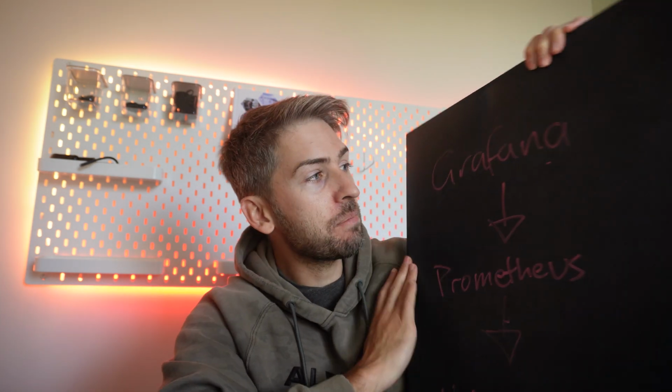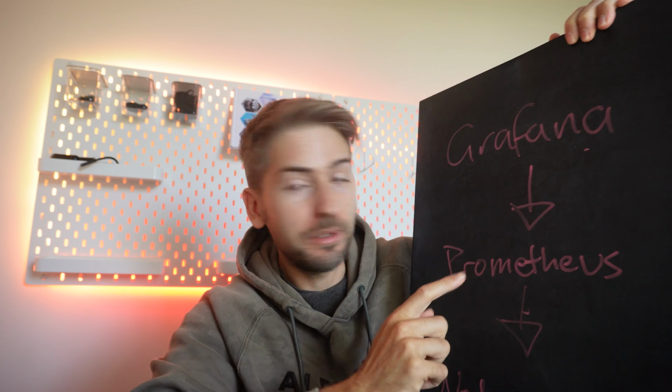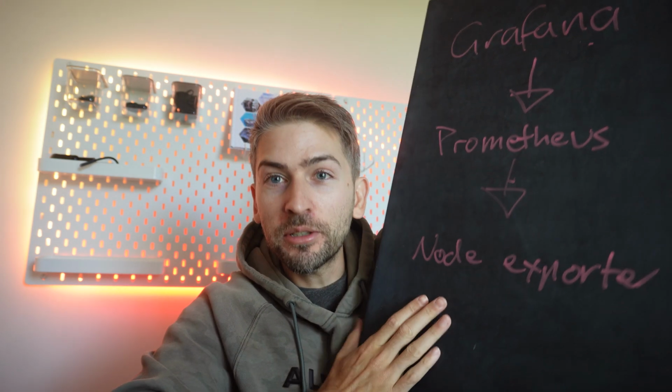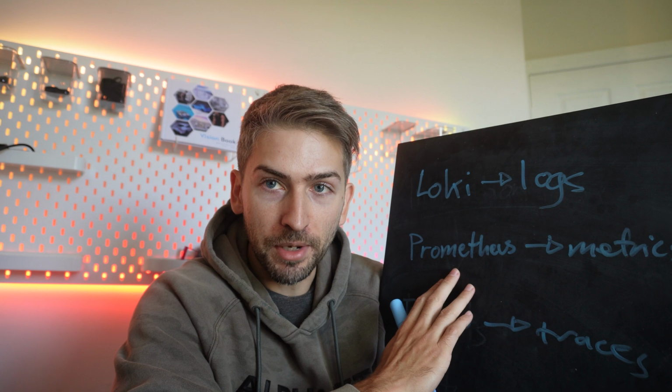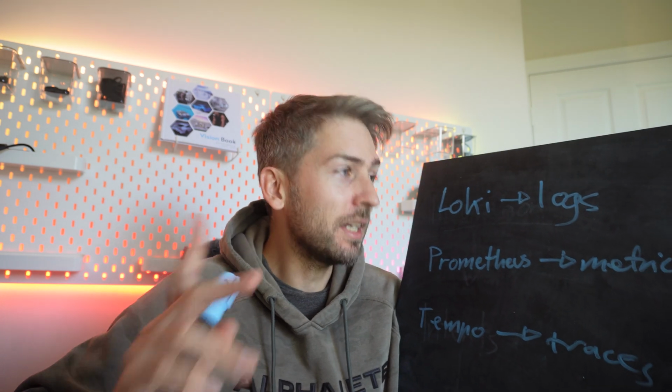So to recap, we set up Grafana, we set up Prometheus, and we also set up Node Exporter to get the metrics from our Raspberry Pi into our pretty little dashboards. In this tutorial, we only set up Prometheus, which gives us metrics, because that's all I really care about: the CPU, the memory, network, etc.